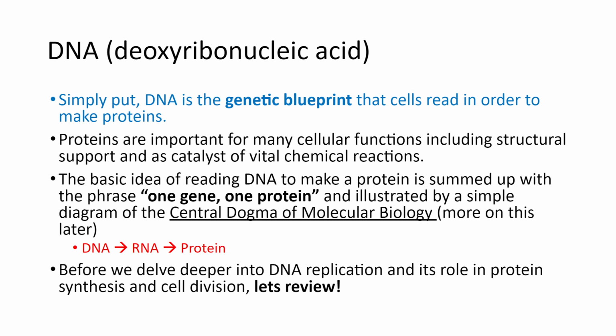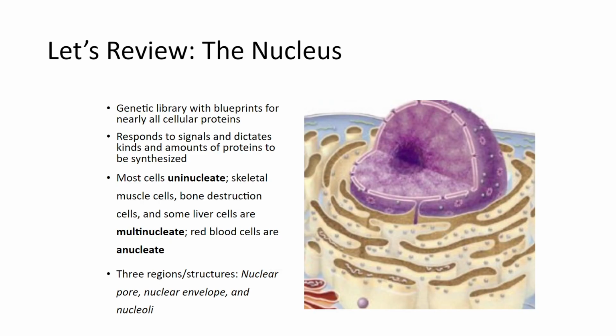DNA is deoxyribonucleic acid, and simply put, DNA is the genetic blueprint that we read to make a protein. There's this idea of one gene, one protein called the central dogma of molecular biology. That means we use DNA as the instructions, RNA to carry out a lot of the processes, and that all helps us make a protein at the ribosome. But before we delve any deeper into DNA replication, its role in protein synthesis, and eventually cell division, let's review.